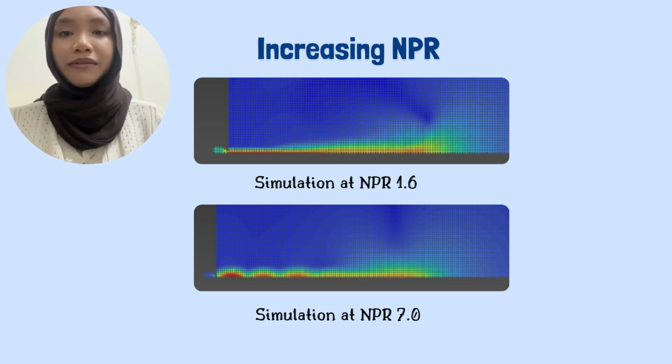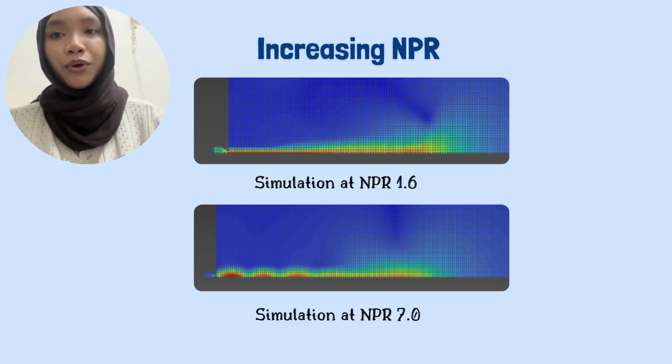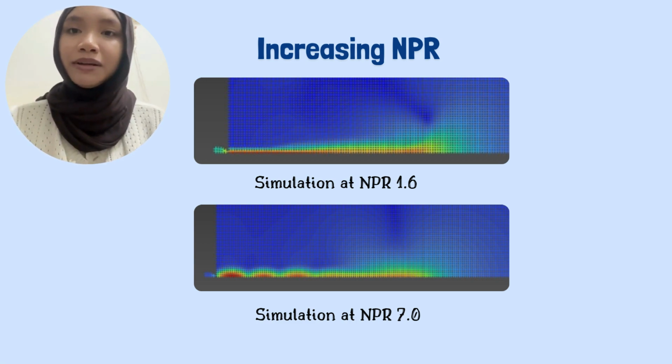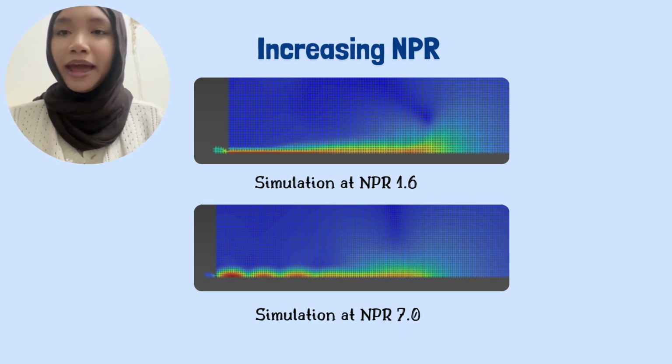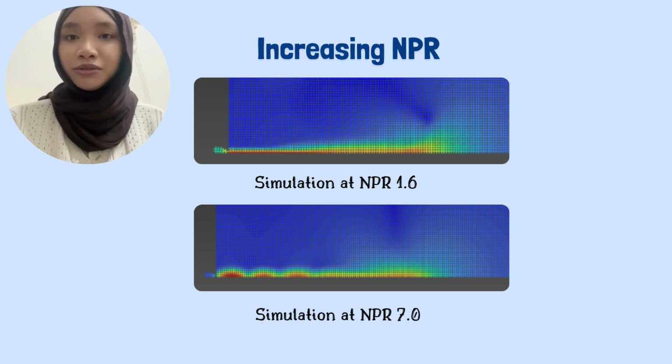As the NPR increases further to 4.0, 5.0 and 6.0, the maximum Mach number rises from 1.85 to 2.48 and distinct shock cell structures begin to appear and become more defined. At NPR 7, the flow reaches a maximum Mach number of 2.82 with well-developed and extended shock cells downstream.